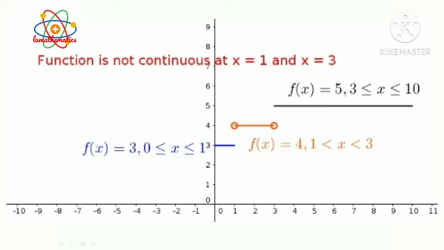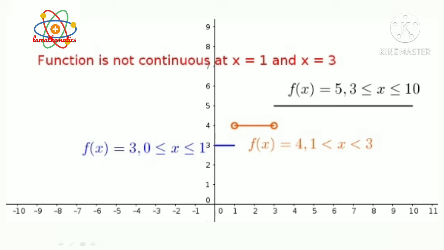From 0 to 1, f of x equal to 3, that is a constant function which is continuous. From 1 to 3, f of x equal to 4, a constant function which is continuous. But there is no connection at the point 1, that is a break, that is not continuous at x equal to 1.